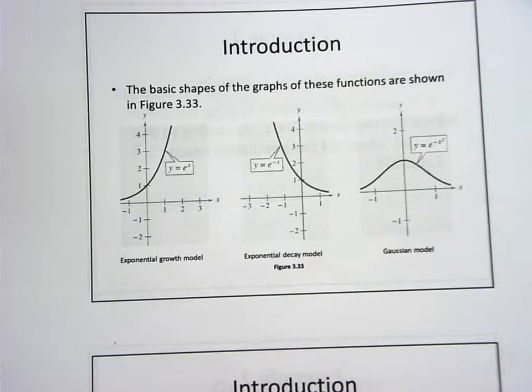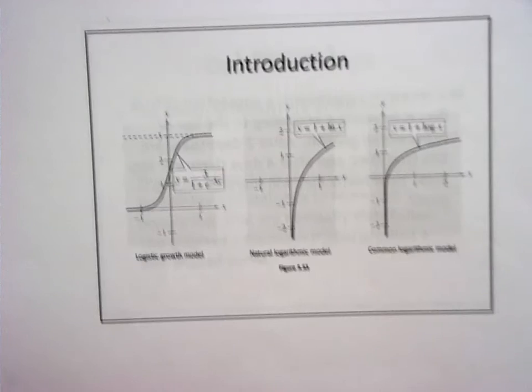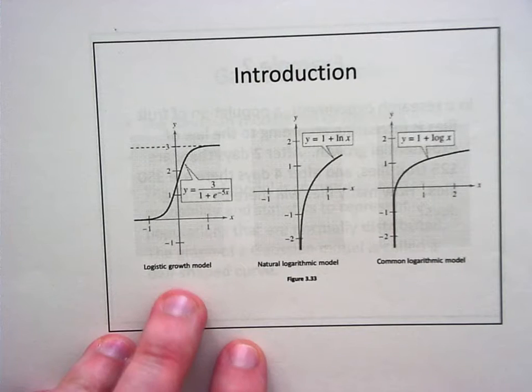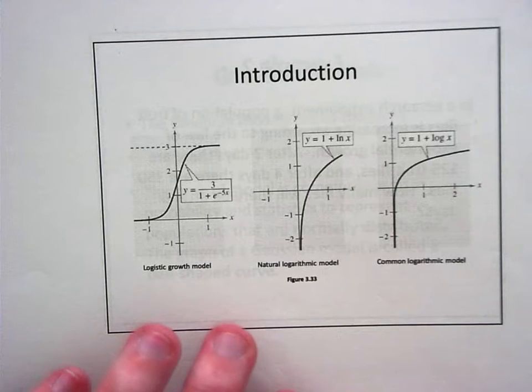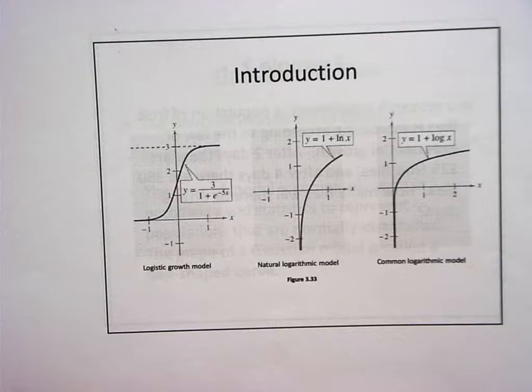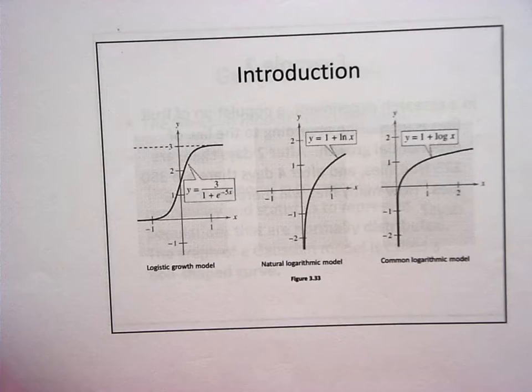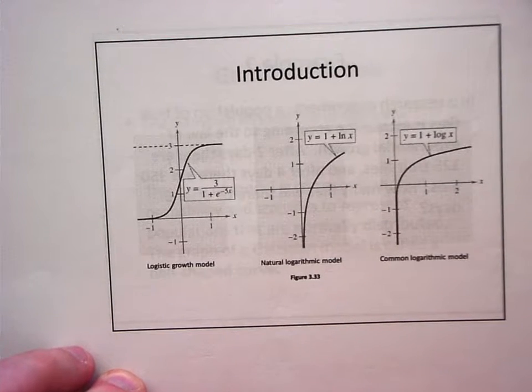So, graphically, here's your exponential growth, exponential decay, along with the Gaussian, the normal bell curve. Logistics looks like this, where you have slow growth at the start, then it spikes up once it hits optimal conditions. Then as your population growth goes up, eventually you start hitting a limiting factor, either space or food supply or something along those lines. Okay? And then your 2 logarithmic models, just for natural log and common log.